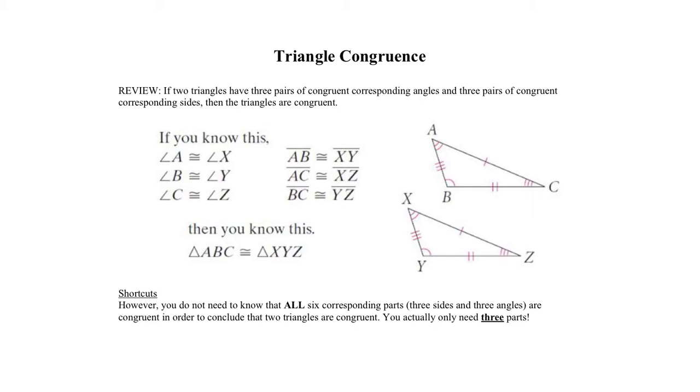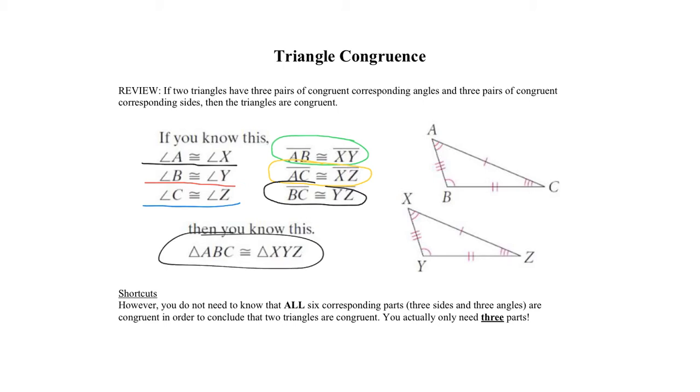So for example, if we know that angle A equals angle X and angle B is congruent to angle Y and angle C is congruent to angle Z, and if we know that line segment AB is congruent to line segment XY, and line segment AC is congruent to line segment XZ, and we know that line segment BC is congruent to YZ. So there's all three pairs of angles and all three pairs of sides. Then we know that the triangles are congruent. That's 6 parts that we have to know.